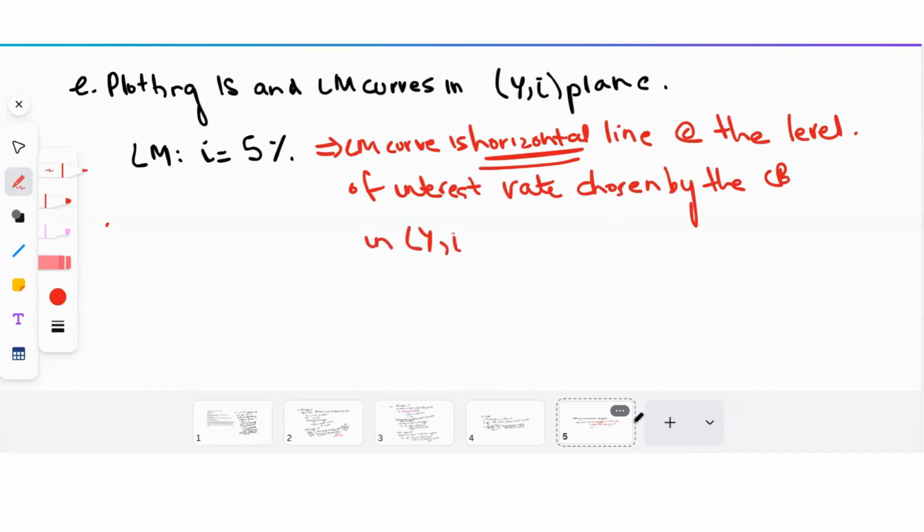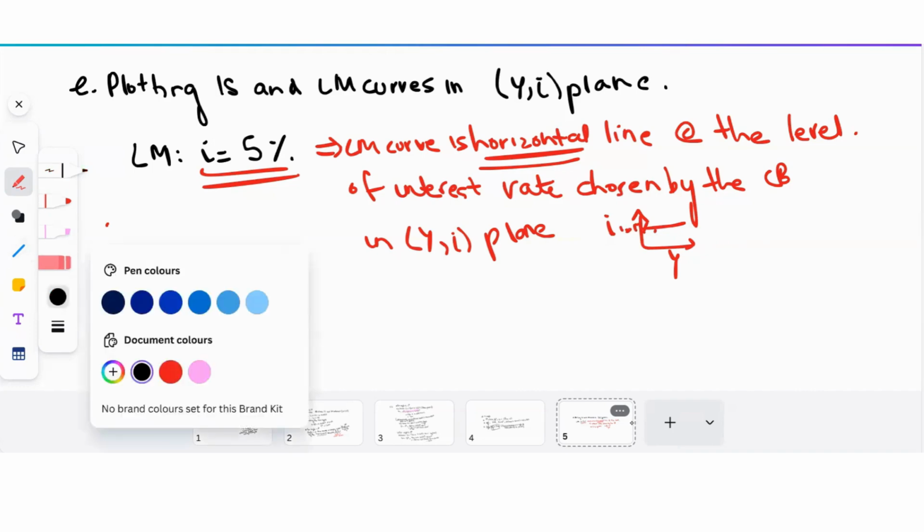Remember, the way we plot it is that on the vertical axis we have i, and on the horizontal axis we have Y. In this case, the central bank just chooses the interest rate of 5% and then adjusts the money supply to make sure this interest rate is consistent with equilibrium in the financial market. So regardless of whatever the output level is, the central bank fixes the interest rate at 5%. So the LM curve is a horizontal line at i equals 5%, because i is on the vertical axis. So this is the LM curve.